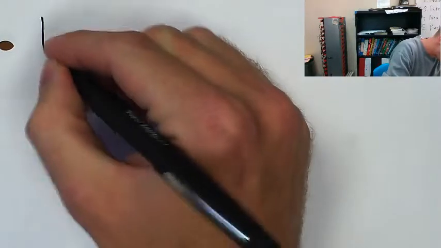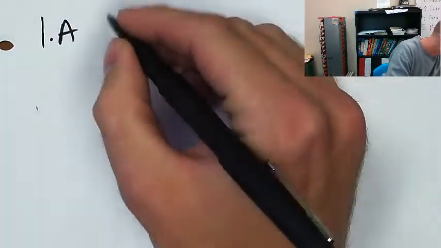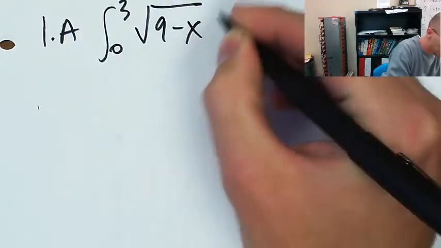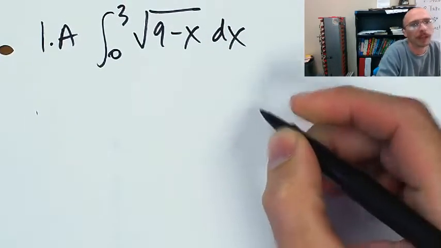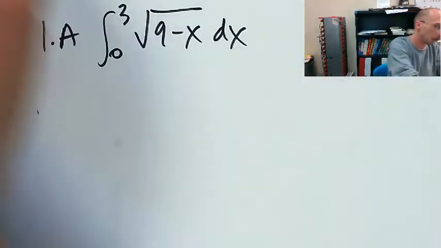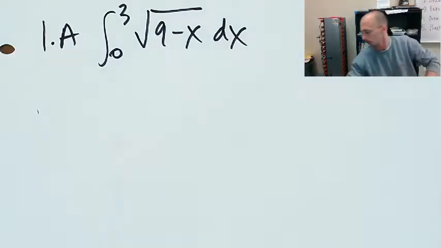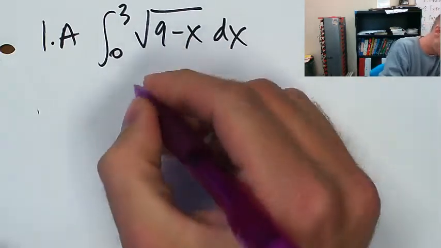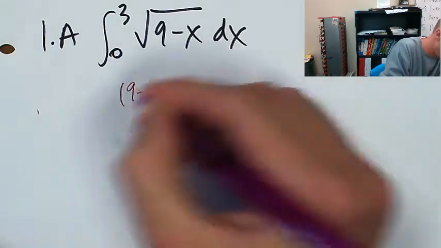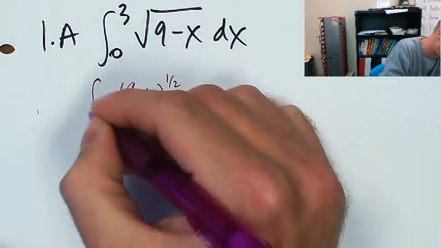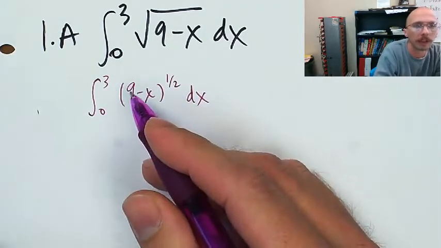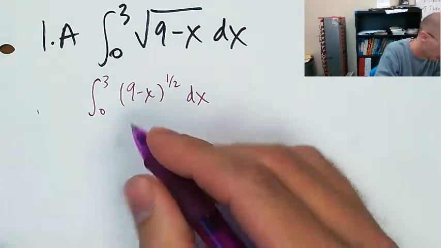So 1a is going to be the integral from 0 to 3 of the square root of 9 minus x dx. Okay. This is something that we can rewrite as a power. I'll say, all right, this is 9 minus x to the positive 1/2 power as I integrate from 0 to 3. And then I'm going to find an antiderivative by adding 1 to the power and dividing by the new power.